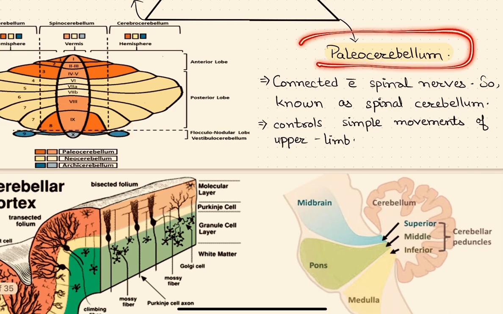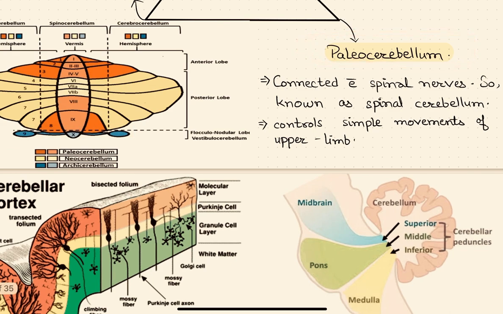Now we have the paleocerebellum. Why is it known as paleocerebellum? Because certain spinal nerves are connected by this region of the cerebellum. That's why paleocerebellum is also known as spinal cerebellum. It controls simple movements of the upper limb, like the movements done by the upper limbs of animals, which are generally coordinated by the paleocerebellum. And there are certain spinal nerves associated with this region also.